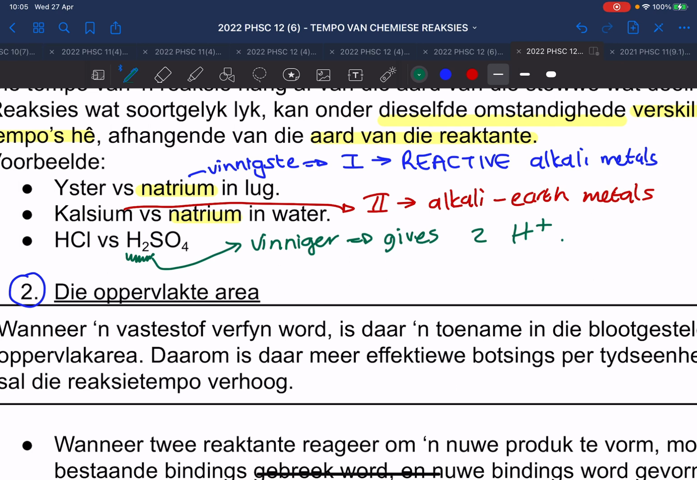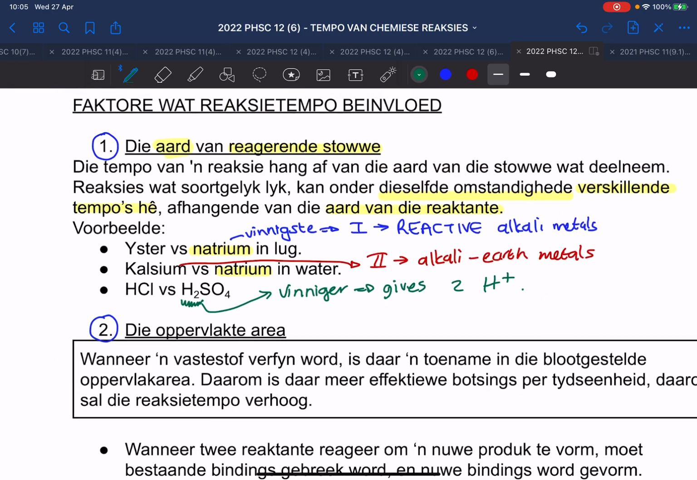Okay, en ons gaan later 'n hoofstuk daaroor doen. But for now you can see it gives away 2 hydrogens, so it's going to react faster. It has more to give. Okay, that's the first one.